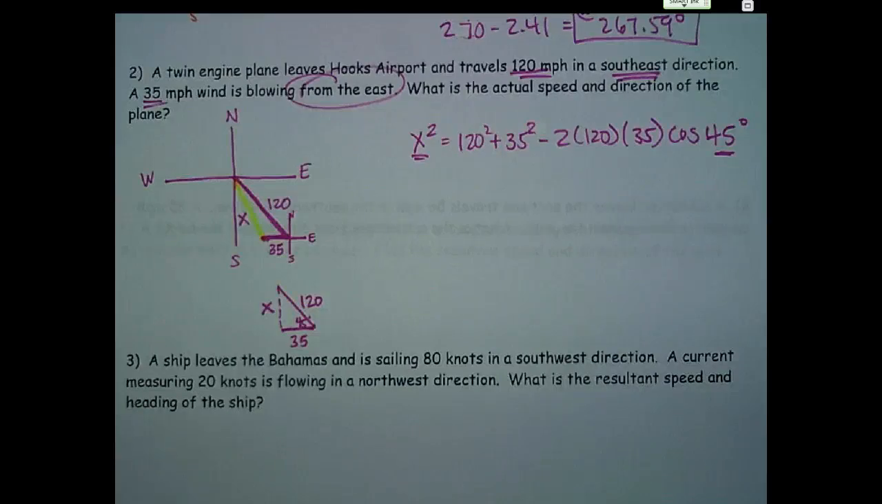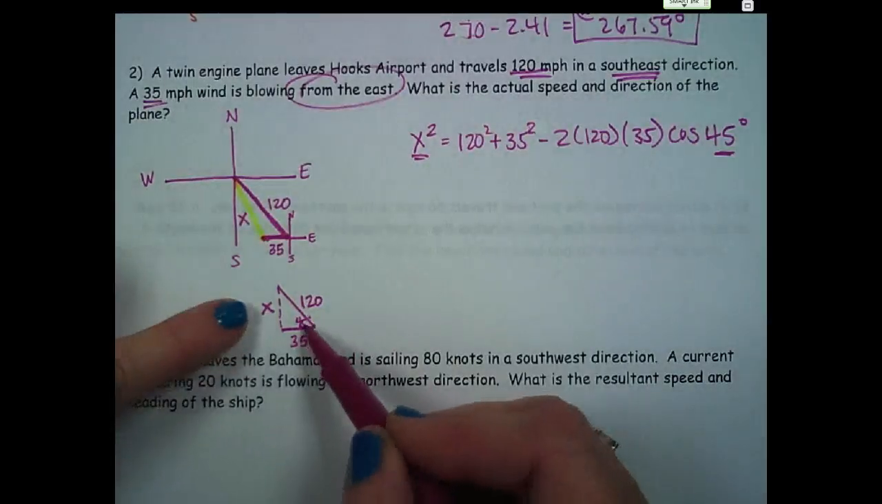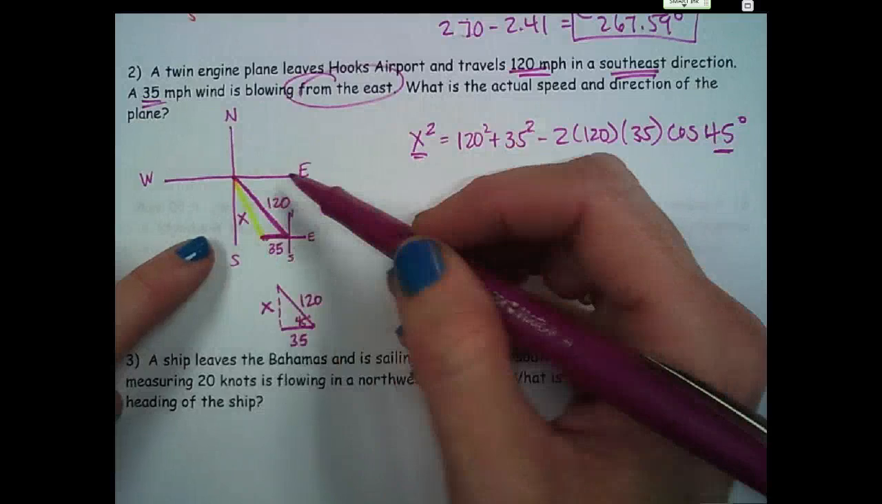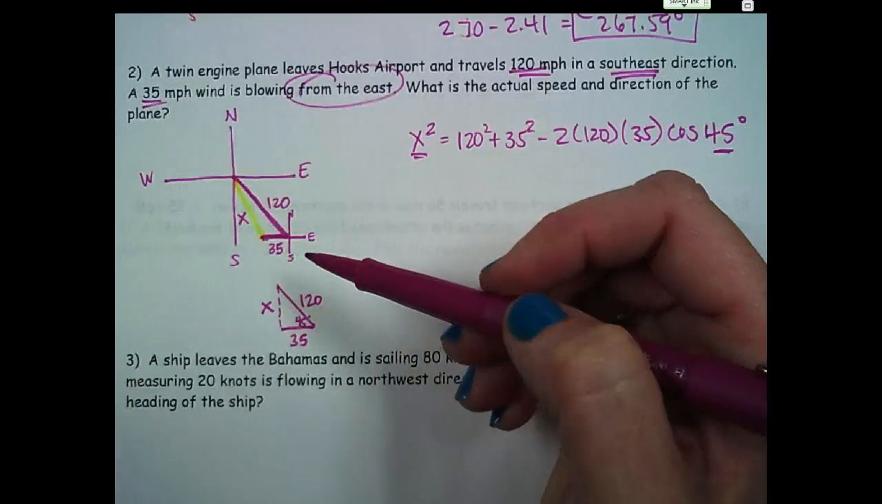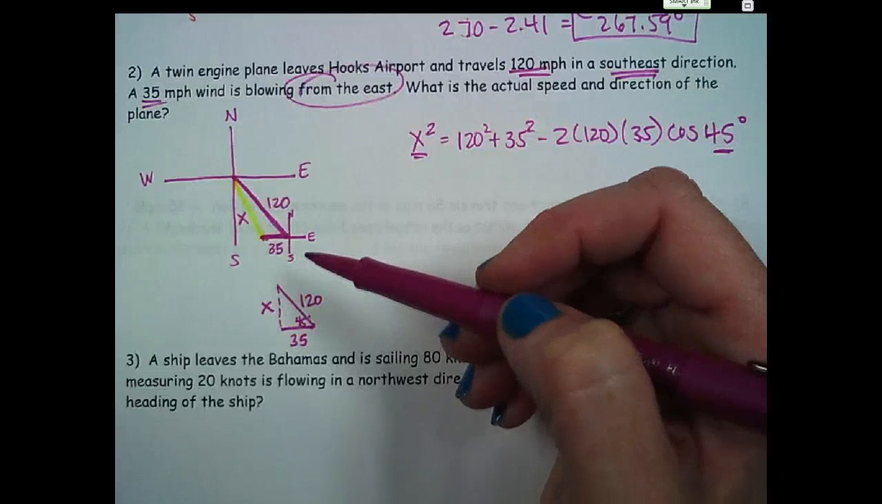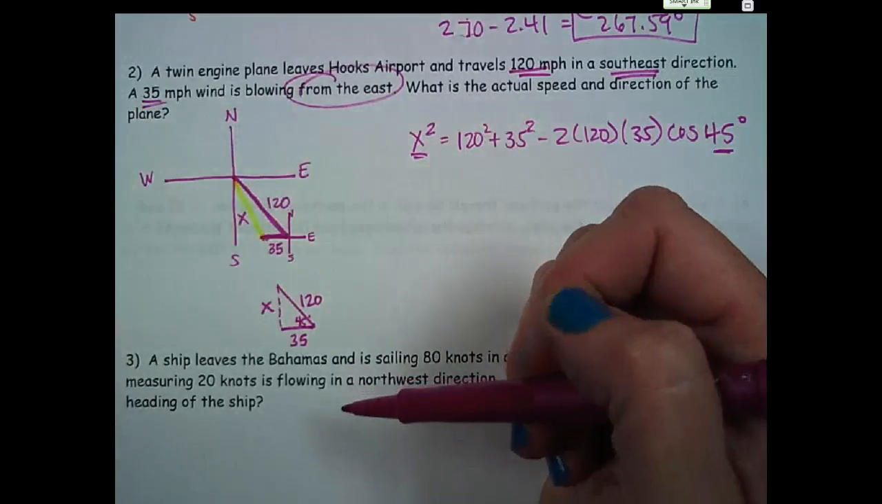Where did you get 45 from? Okay, how did I get 45 here? If this wind is blowing exactly southeast, then it would be blowing at a 45-degree angle. Okay, so 90. You see half of that, right between east and south, is 45 degrees. That's a good question. Thank you.